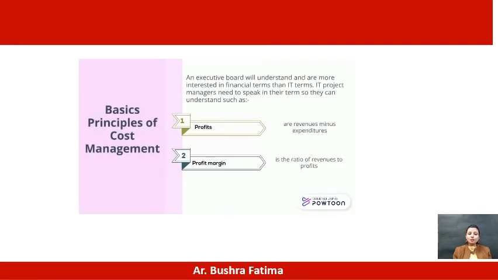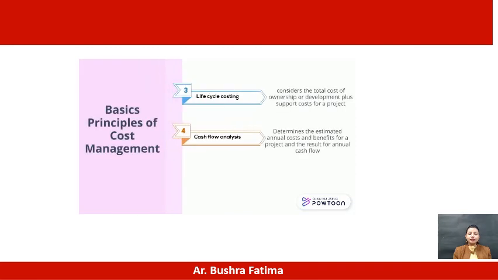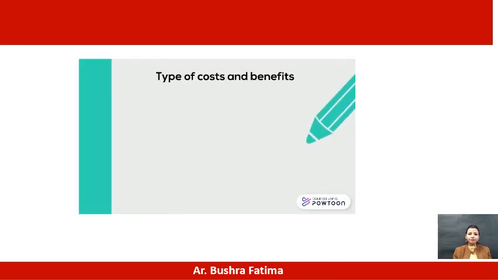So the first basic principle of cost management is profits and profit margins. Profits are revenues minus expenditures, and profit margin is the ratio of profits to revenues. So these are the basic principles of cost management. The third one is life cycle costing, that considers the total cost of ownership or development plus support cost for a project. And the fourth one is cash flow analysis. It determines the estimated annual costs and benefits for a project and the resulting annual cash flow. So these are the four.